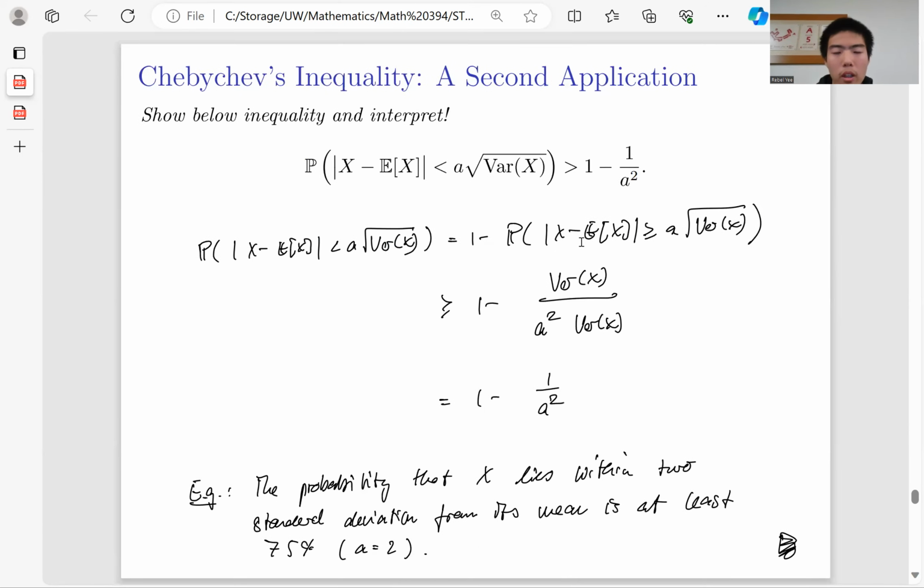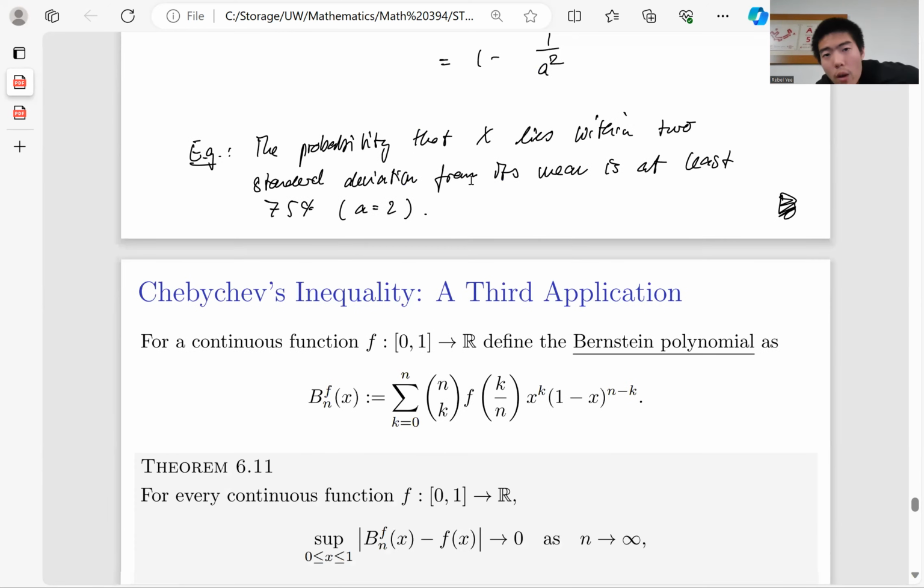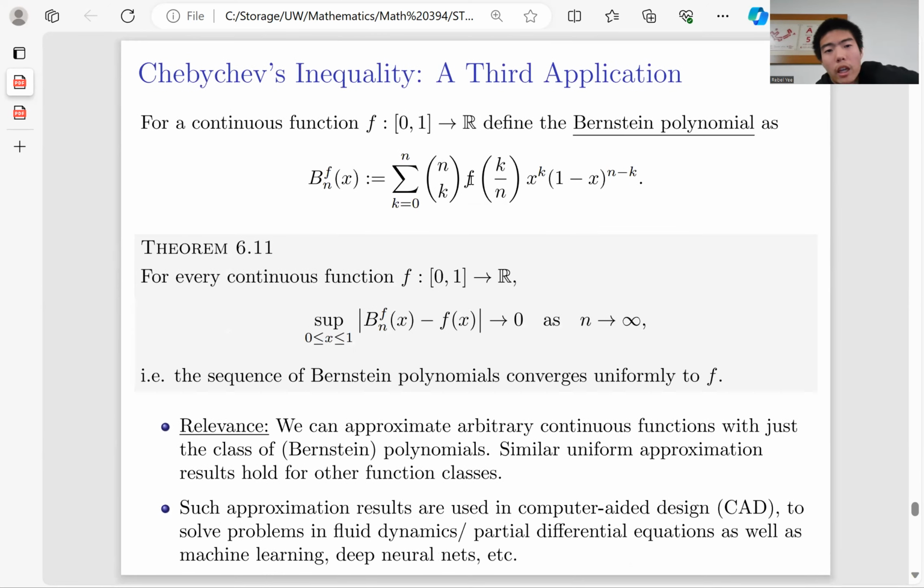another form of the Chebyshev inequality. It indicates the probability that at least some percent of the values are within a certain boundary deviating from the expected value. So that's the second application. And what we have left is the third application.